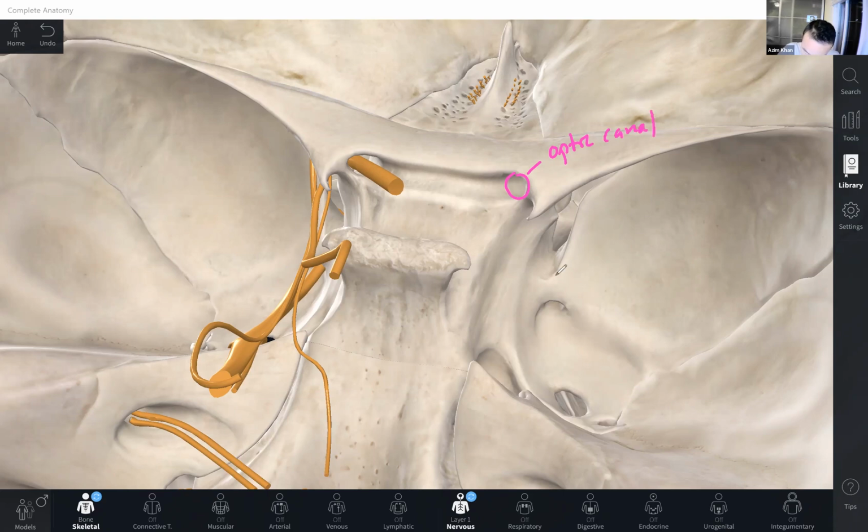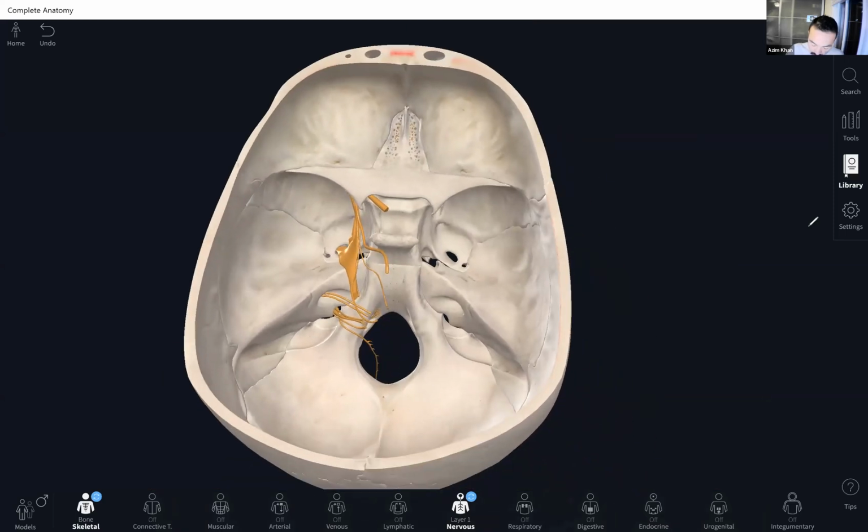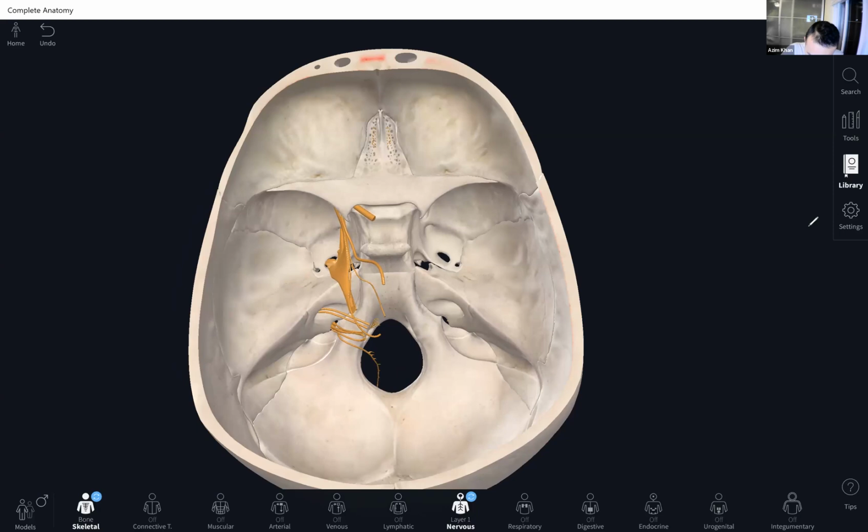And then here in green, you can see this large hole. That's the superior orbital fissure. For cranial nerve 3, 4, 5 V1, and 6. Four different cranial nerves pass through the superior orbital fissure. So if I go back to that standard view where we were, olfactory foramina are here. Optic canal hiding under here, superior orbital fissure.